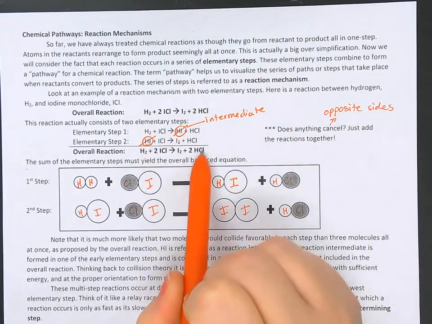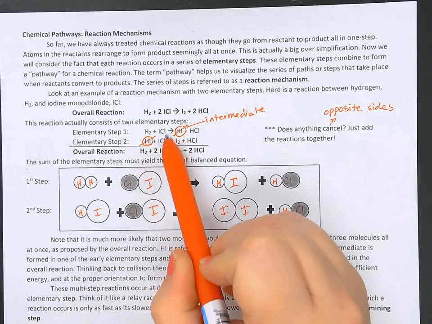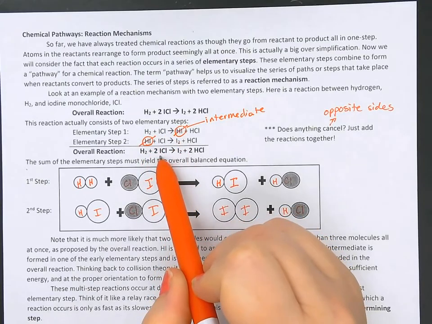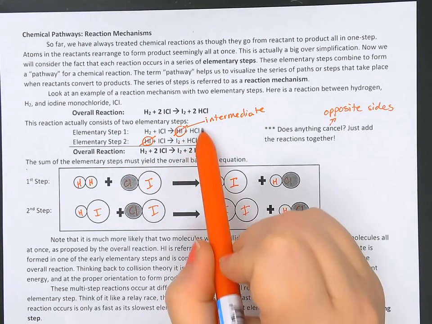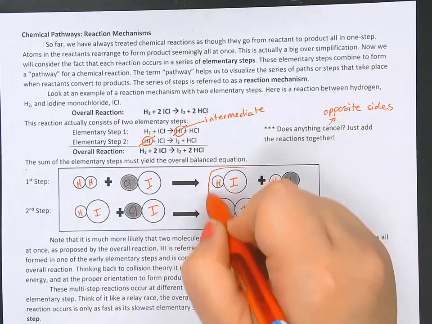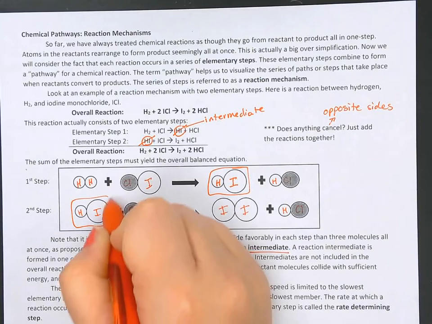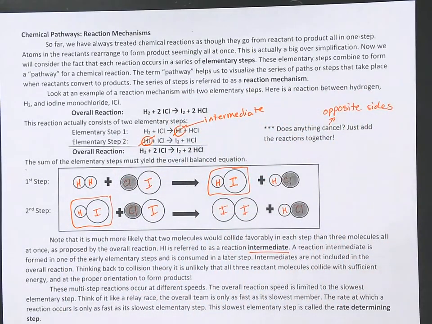So when we look at our overall reaction, there's nothing else that does that. So we get hydrogen, we get two iodine chlorine, so we add those together, we get two of them, so we put a coefficient in front. We get iodine, I2, and then we make two HCl molecules. So this HI is our intermediate, and that's the part that cancels out. And the rest of this is what's left, our overall reaction.